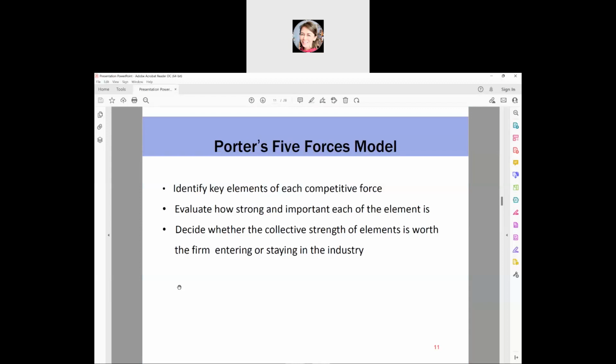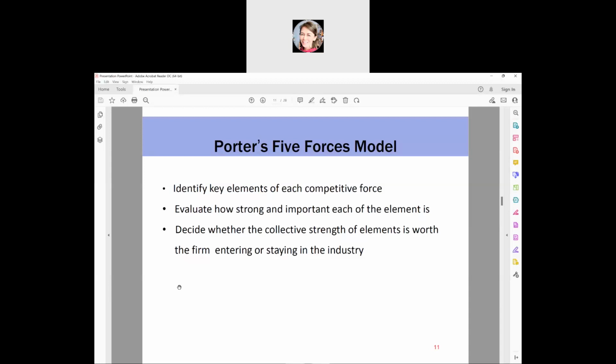Now, slide number 11. Porter's five forces model, right? This model can reveal whether competition in a given industry an organization undertakes can make an acceptable profit or not. Okay, I've actually mentioned this. So what's done in here is to identify the key elements that impact the firm.